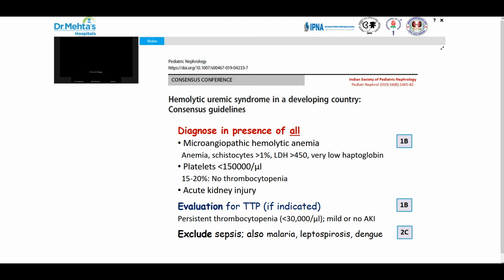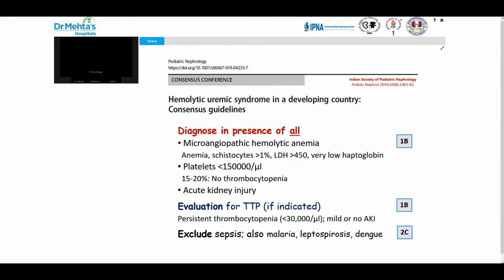So the current guidelines, and this is also what we recommended, was that only if you have persistent thrombocytopenia and platelets below 30,000, should we be really worried about TTP. I'm not saying this is something that's cast in stone, but at least in the developing countries where access to ADAMTS activity is not available, one of the important markers would be persistent thrombocytopenia.